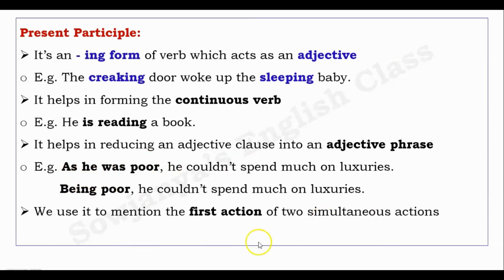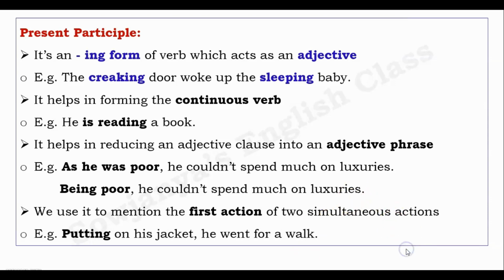And then we use it to mention the first action of two simultaneous actions. When two actions are taking place at a time, the first action of them can be mentioned using present participle, like putting on his jacket, he went for a walk. Both are happening at the same time. Putting on his jacket, that is the first thing. Then he went for a walk.